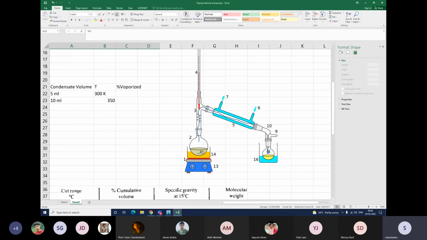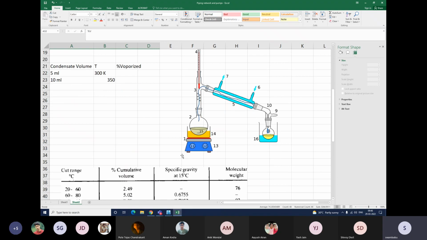In the ASTM D2892 procedure, we take the crude oil and heat it at a certain heating rate, then we collect the condensate. The amount of condensate collected per total crude volume gives the cumulative volume percentage.